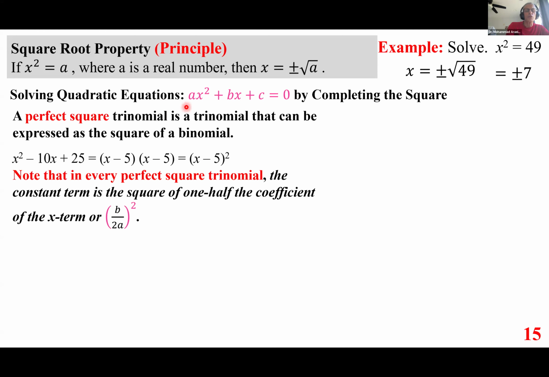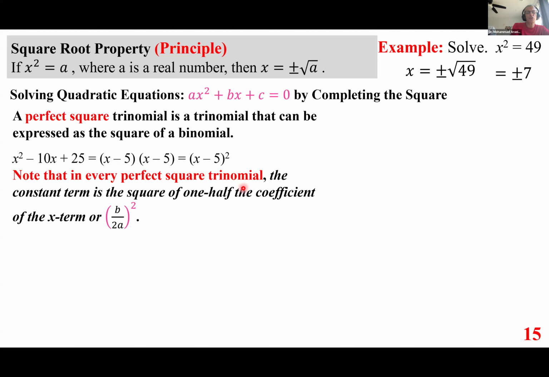Solving quadratic equations. The general form is ax squared plus bx plus c equal to 0, by completing the square. So how do we do that? First, what is a perfect square? A perfect square trinomial is a trinomial that can be expressed as the square of a binomial. For example, x squared minus 10x plus 25 is (x minus 5) squared, quantity squared.